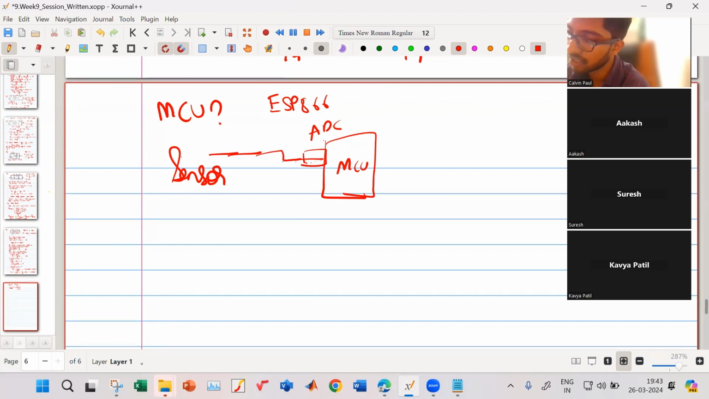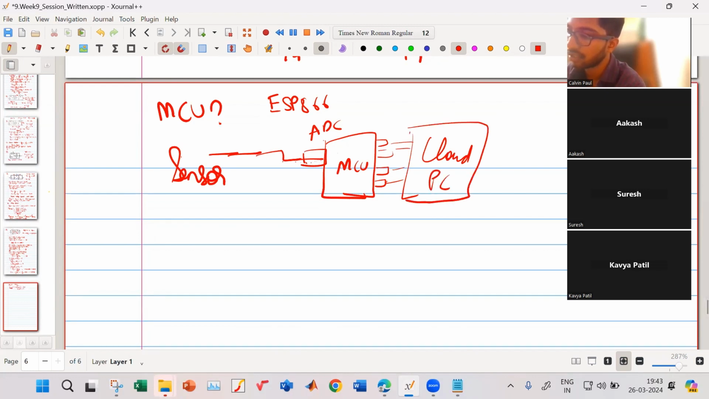So you have a sensor, you have an ADC and MCU. Then the output of the MCU will go to what? The doctor will be able to see it, sir. It will be connected to the cloud. Okay, so it will be going to your cloud or to your PC. Yes, sir. Nice.